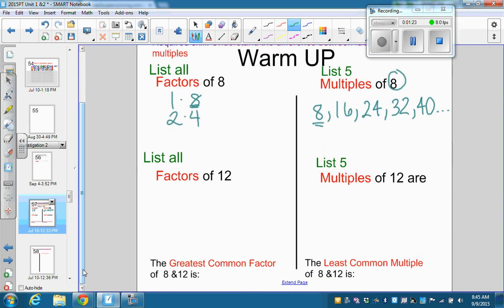Okay, factors of 12. Troy? 1, 2, 3, 4, 6, 12. Oh, wow. So he's already worked them out, and he's reading them to me in order. Perfect. And then the multiples of 12 are 12, 24, 36, 48, and 60, and then beyond. Infinity and beyond.